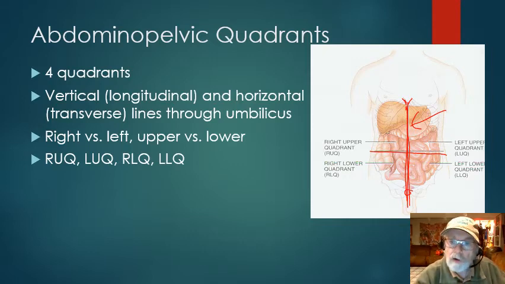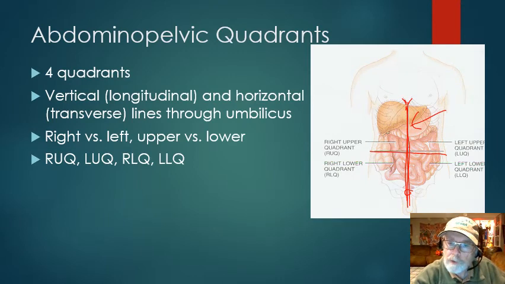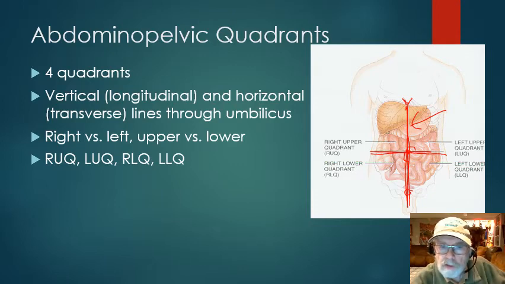Okay. Then that horizontal line is much simpler. All I do is make a perpendicular line to that vertical line right through the umbilicus, whatever you want to call it. It goes right through that. So now all of a sudden I have quadrants, and this one up here is called the right upper quadrant.